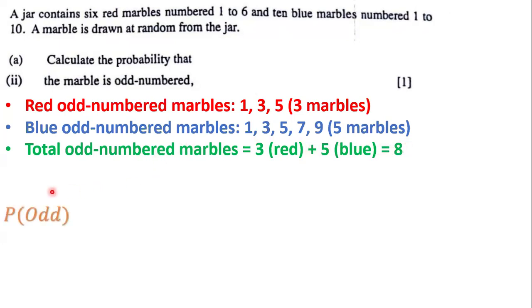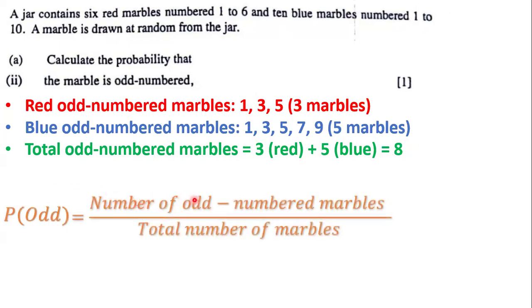Now, we want to figure out the probability that the marble is odd numbered. It's going to be equal to the number of odd numbered marbles divided by the total number of marbles. And so that's 8 over 16. And we divide top and bottom by 2. And so 8 divided by 2 is 1, and 16 divided by 2 is 2.